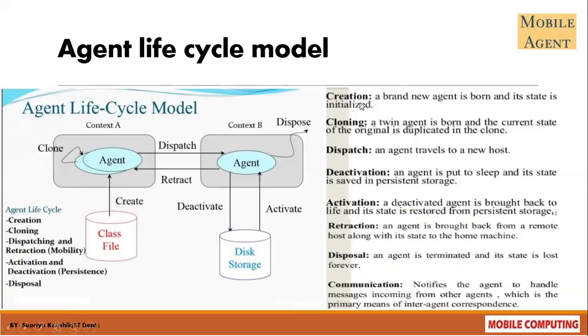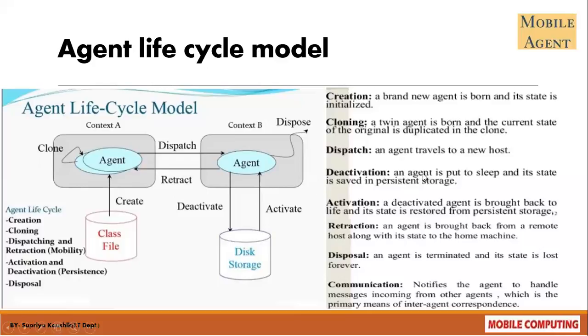Creation, when a brand new agent is born and its state is initialized. Cloning, when a twin agent is born, meaning the clone is the duplicate of an agent. Dispatch, an agent travels to a new host. Whenever an agent goes from one host to another host, it means it is dispatched. You can see here in the diagram, the agent is dispatched from this host to another host.